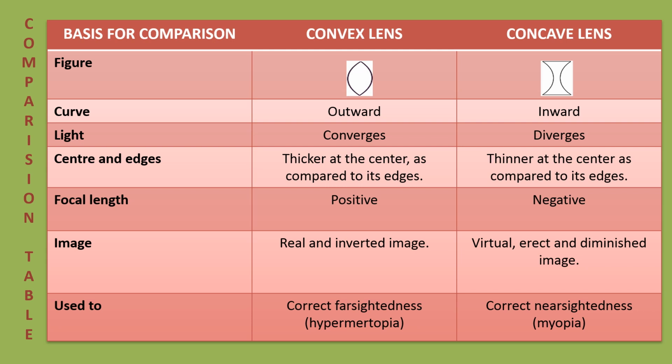The image formed by a convex lens is a real and inverted image. The image formed by a concave lens is a virtual, erect and diminished image. Convex lens is used to correct far-sightedness, whereas concave lens is used to correct nearsightedness.